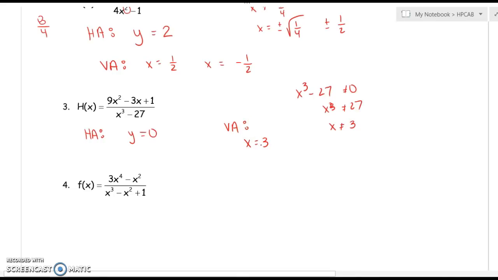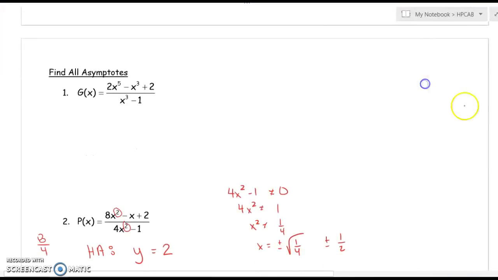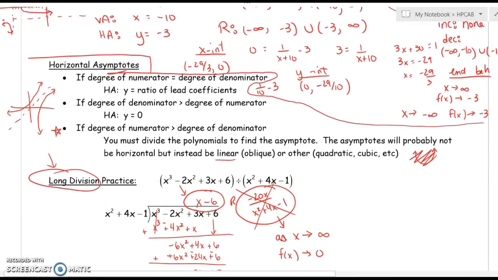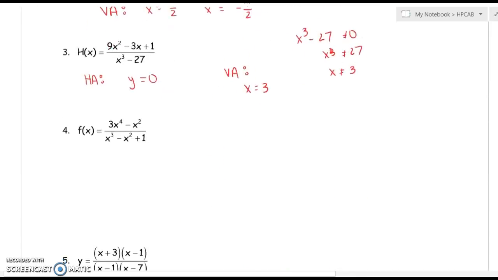Okay, the next one is where we're going to get into something different. In the next one, you'll notice that the degree of the numerator is greater than the degree of the denominator. And when the degree of the numerator is greater, that's when you're going to have to do the division. So let's do our division.